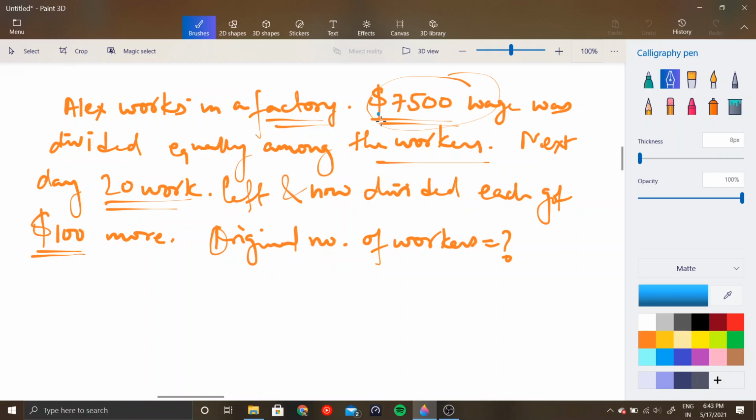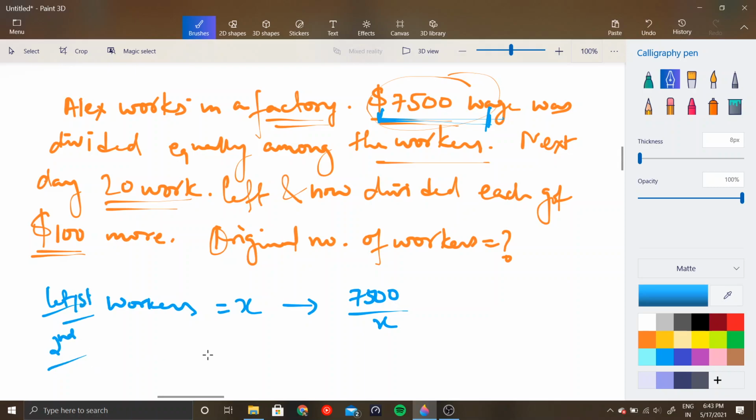Firstly, identify this, guys. So you had 7,500 divided among workers. Let the number of workers be x. Now, this is the first day, so each worker got 7,500 by x. Correct? Now the second day, the workers are reduced by 20 because 20 people left. So this is x minus 20. So what will each worker get? They will get this amount, right?